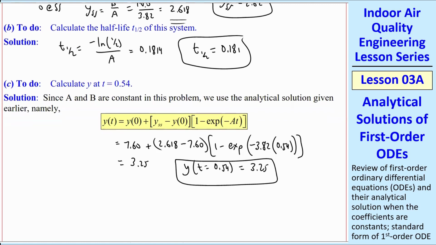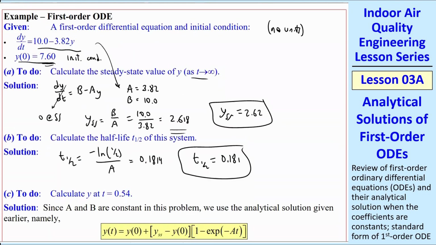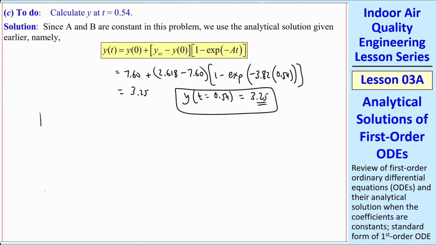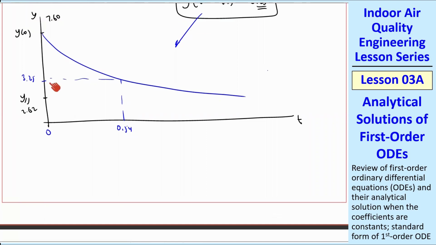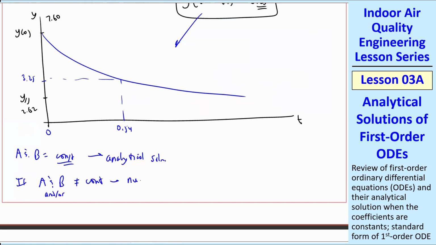Notice that this is smaller than the initial value. So this is a case where we're going down. We're decreasing instead of increasing. So if I sketch this, y of 0 is up here at 7.60 and yss is 2.62. That's down there. And it would look something like this. And then when t is 0.54, this value would be 3.25 from our calculation. This is all valid for a and b equal constant. We have this analytical solution. If a and/or b is not constant, we typically solve numerically.